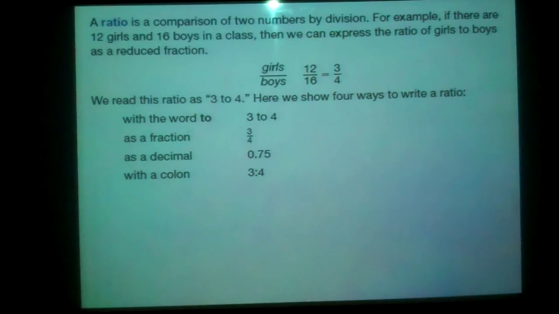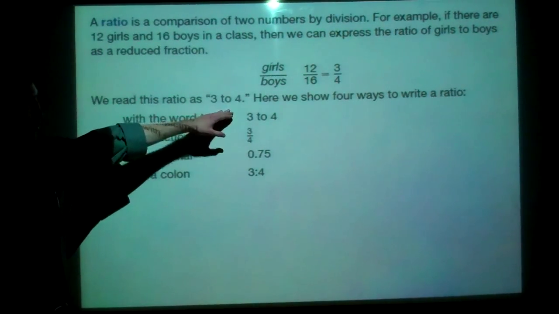Alright, if we look at this slide here, a ratio is a comparison of two numbers by division. So here's our definition. We're basically comparing two numbers by division. For example, if there are 12 girls and 16 boys in a class, then we can express the ratio of girls to boys as a reduced fraction. So girls to boys, that would be our ratio. And remember that this division bar means to divide. So we have 12 girls to 16 boys, which reduces to 3 over 4. So we read this ratio as 3 to 4.